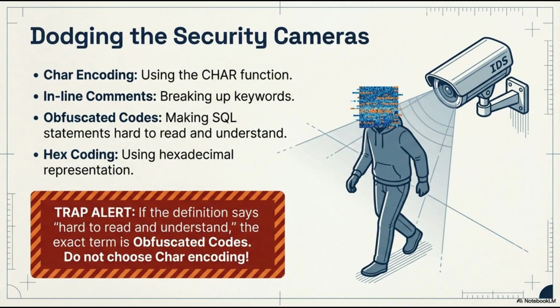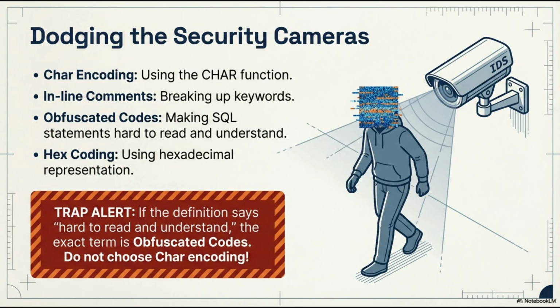Character encoding involves replacing standard ASCII characters with their encoded equivalents, such as using the CHAR function. The analogy here is communicating via a phonetic alphabet. If a security system is strictly scanning for the word DROP, it might completely miss the payload if the attacker transmits Delta Romeo Oscar Papa. The security scanner fails to recognize the signature, but once the payload reaches the database engine, it decodes the phonetic instructions and executes the DROP command.